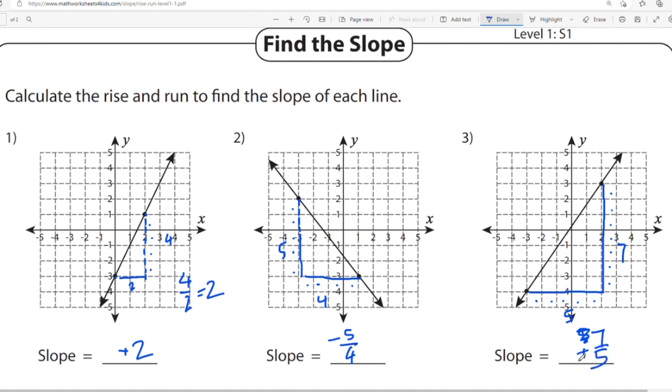Positive because this one is going in an upward direction, and this one is going in a downward direction. That's why it's a negative. These two are positive ones.